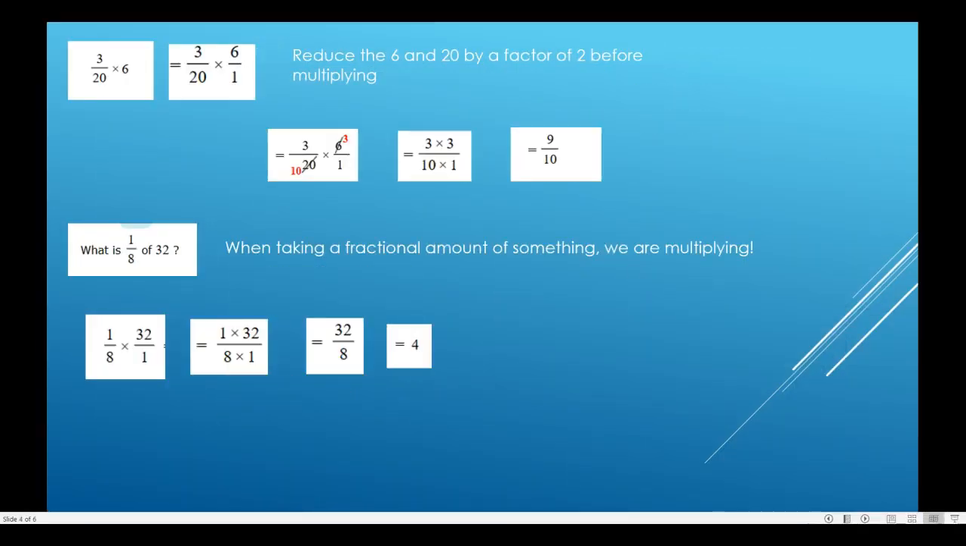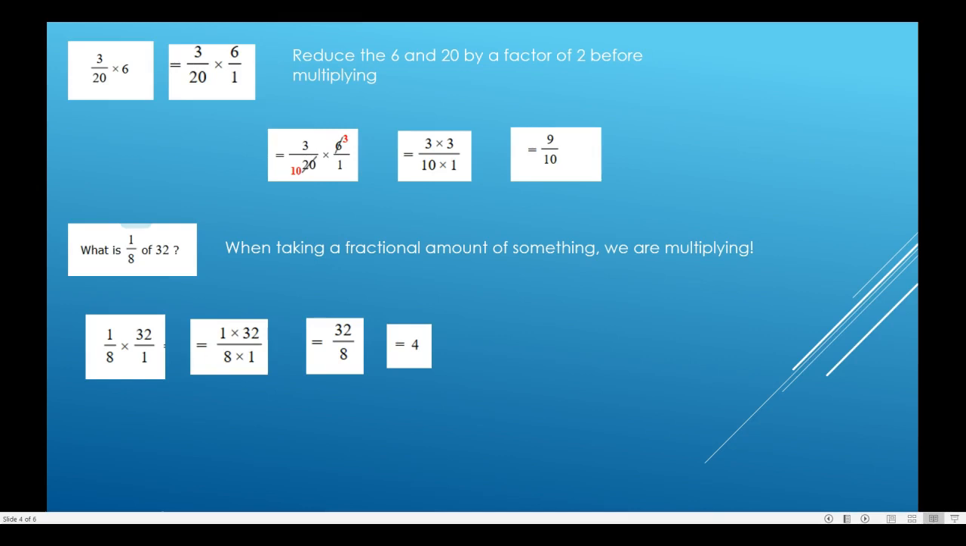Okay, so if we look at 3 over 20 times 6, again, 6 over 1, and I know that 6 and 20 have a common factor of 2. So if I reduce those before I even multiply, then I have 3 over 10 times 3 over 1, which gives me 9 over 10.